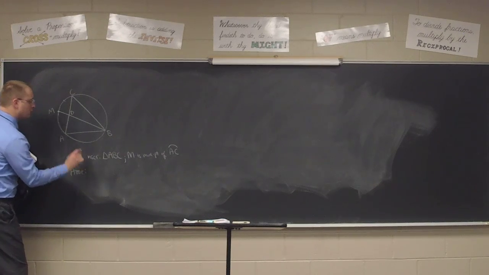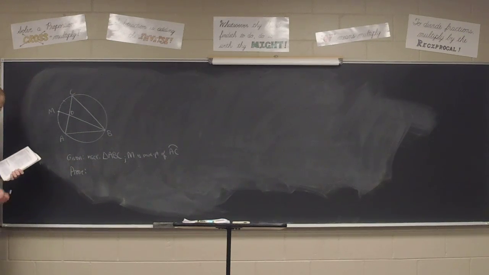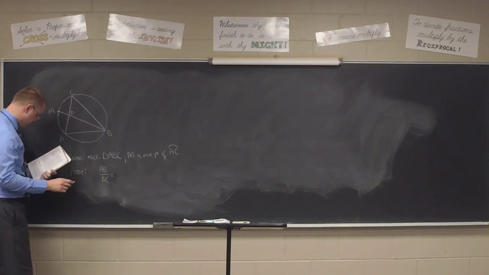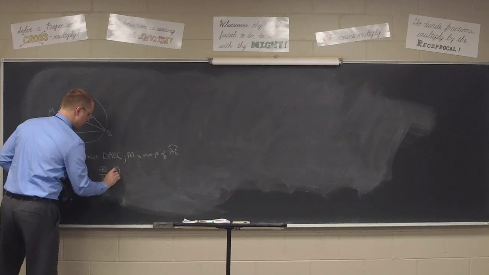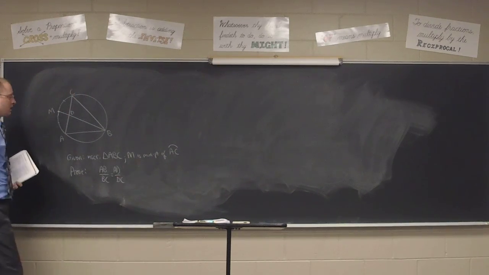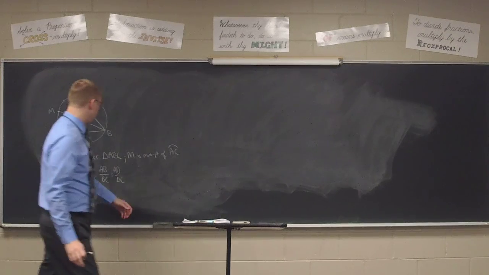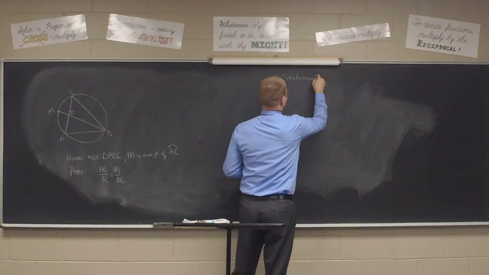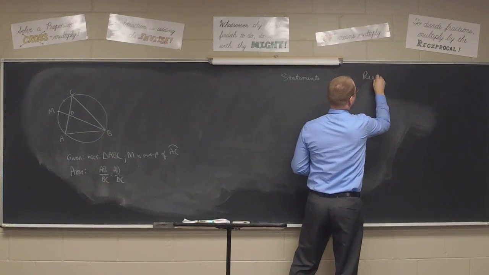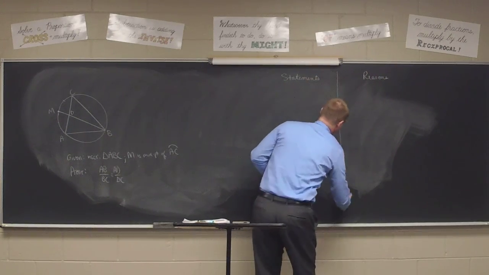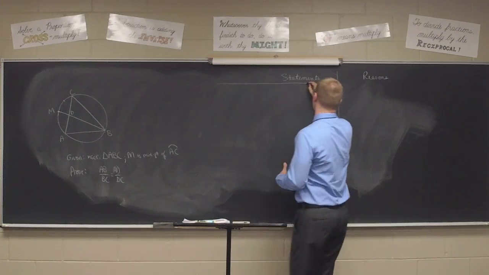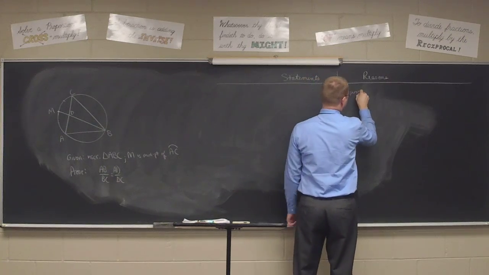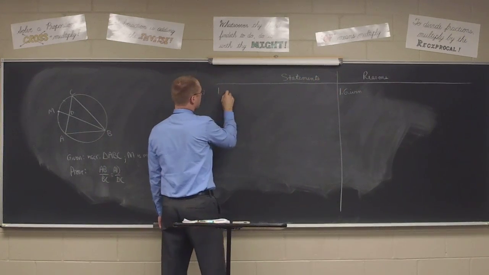What are we trying to prove, Chris? AB is to BC as AD is to DC. They don't have them in fraction form, but we always write them in fraction form. Go ahead and get down two columns, statements, reasons. I'll get down your first statement and your first reason.